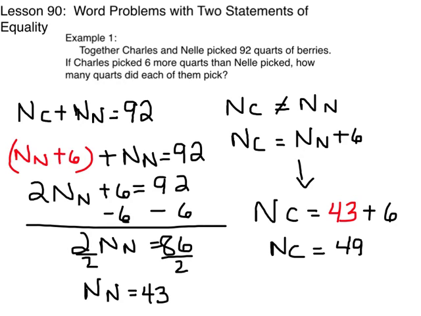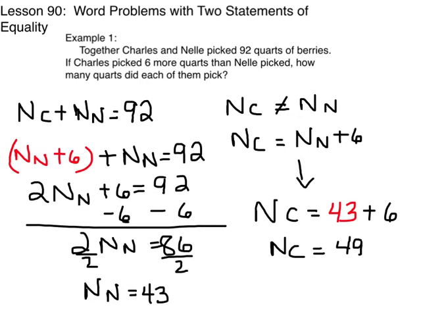This is lesson 90 in Saxon's Algebra 1, 3rd edition, and this lesson is on word problems with two statements of equality. So we're going to work some example problems together, and then our practice problems. And hopefully by the time we've done a few of these, you'll be getting in the swing of it.